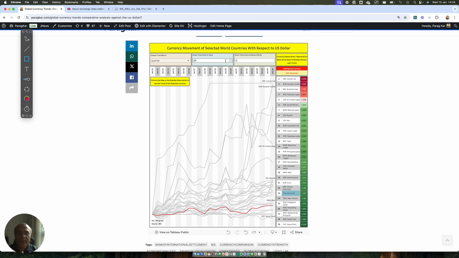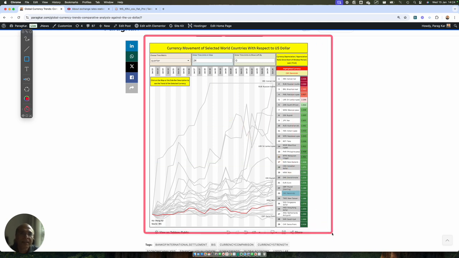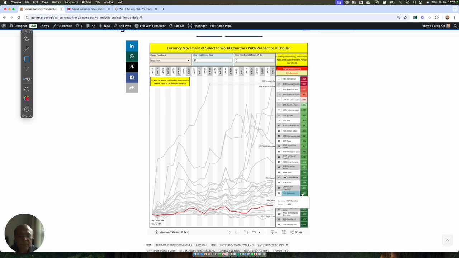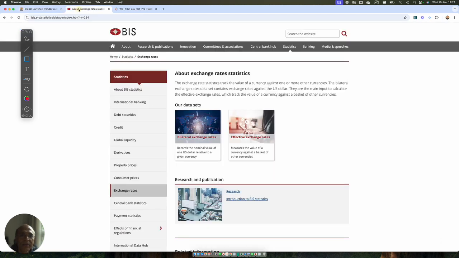So friends, I hope you have understood. You can go and have a look at this chart. This chart is on my website, and you can play with it. It will keep updating as new data is posted by the Bank for International Settlements.